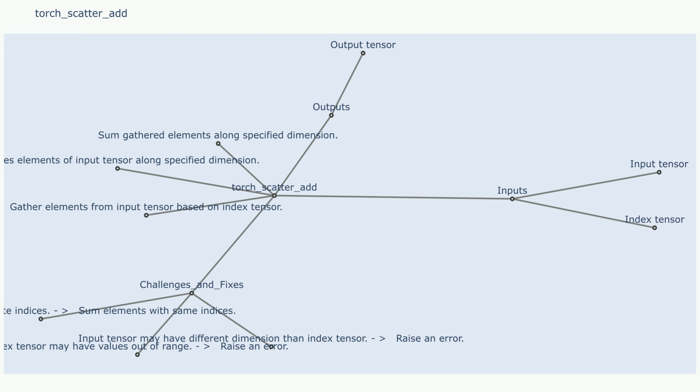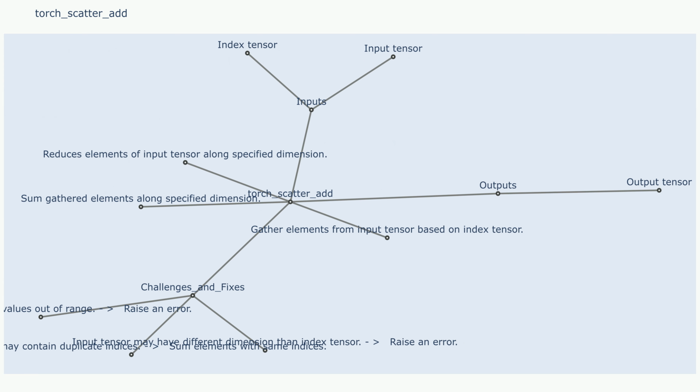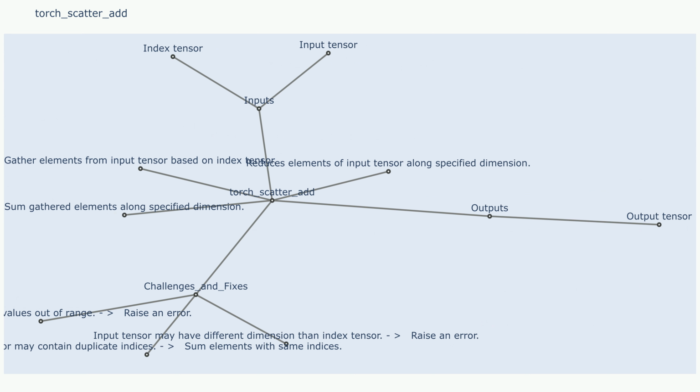Challenges and fixes. Challenge 1, mismatched shape between SRC and index. Sample use case that resulted in challenge 1, attempting to scatter a 2D tensor SRC with a 1D index tensor. Fixes to challenge 1, ensure that the leading dimensions of SRC match the shape of index. Challenge 2, incorrect indexing. Sample use case that resulted in challenge 2, providing invalid indices in the index tensor. Fixes to challenge 2, ensure that the indices in index are valid and within the bounds of the output tensor.